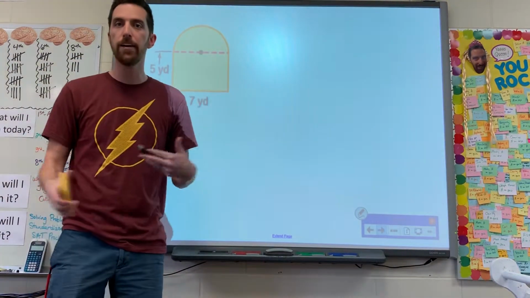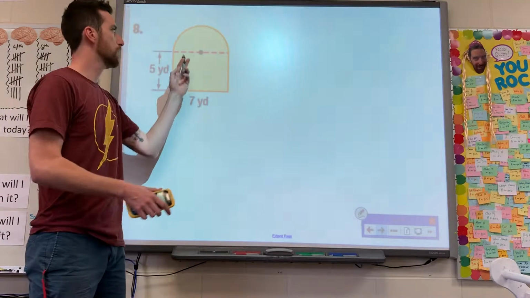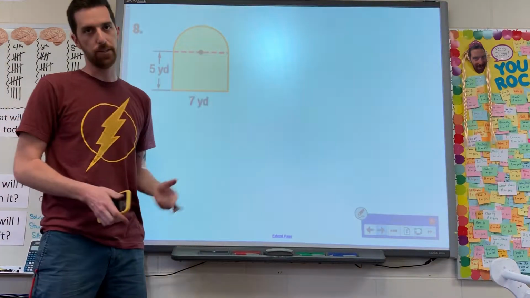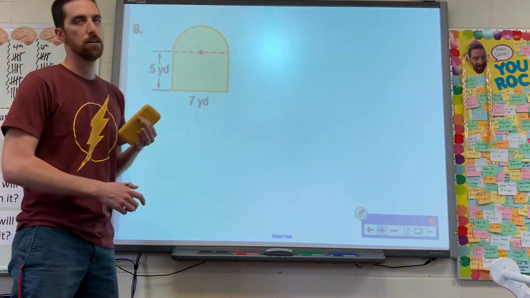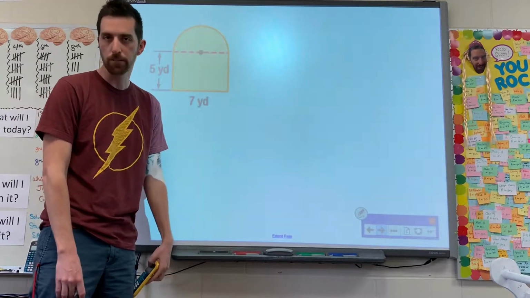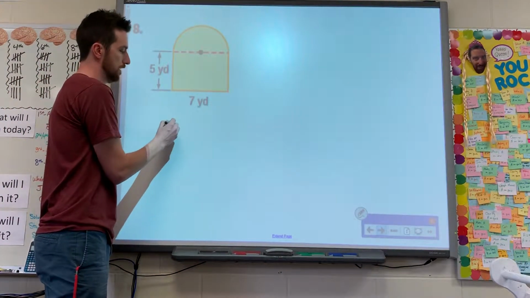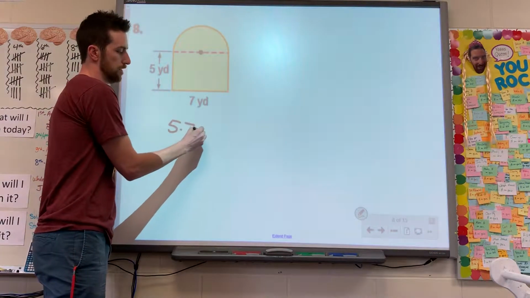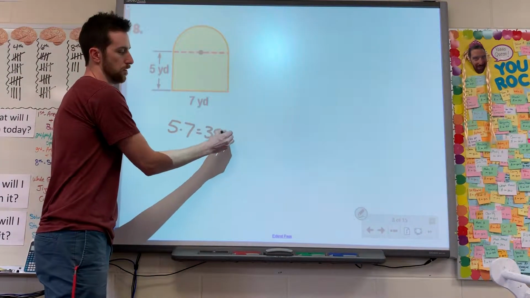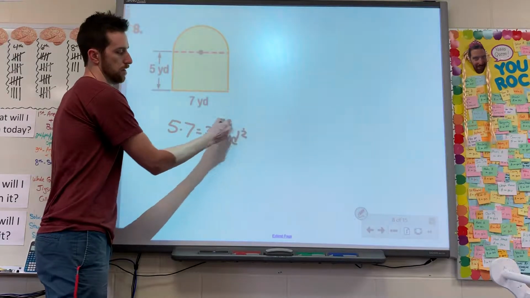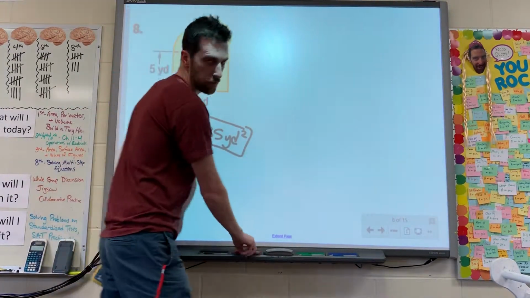What shapes we got here? We got a rectangle and we got a half of a circle, a semicircle. So the rectangle, oh my goodness, how many rectangles are we gonna do here? It's so easy, length times width, 5 times 7. 5 times 7 is 35. That's the rectangle. We will come back to it.